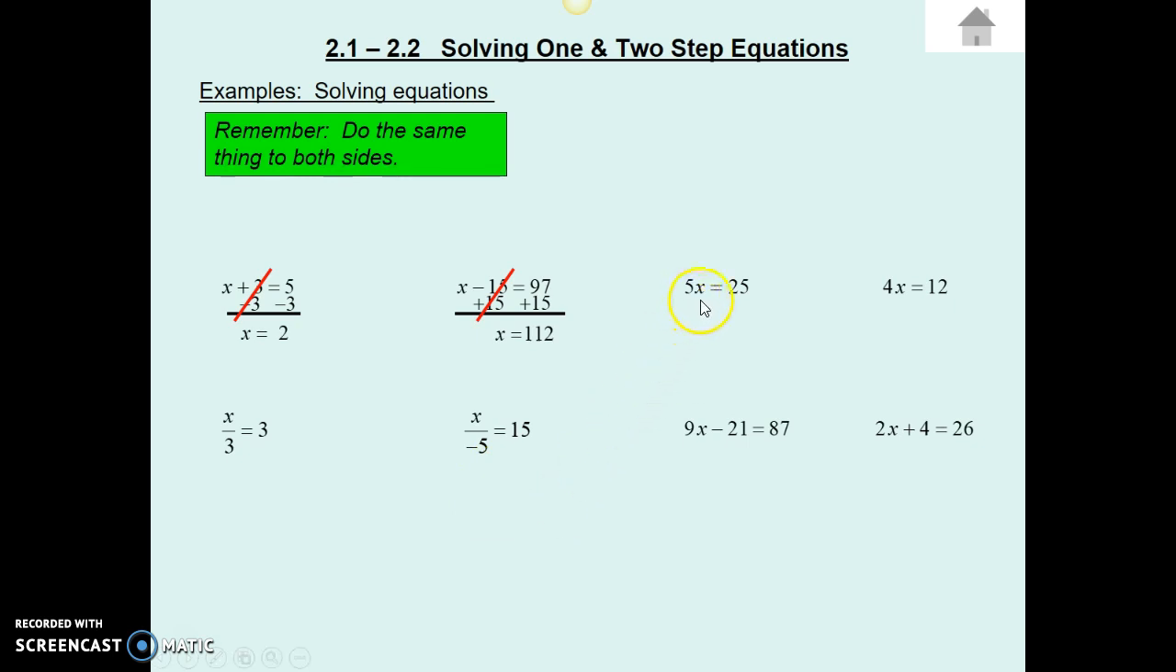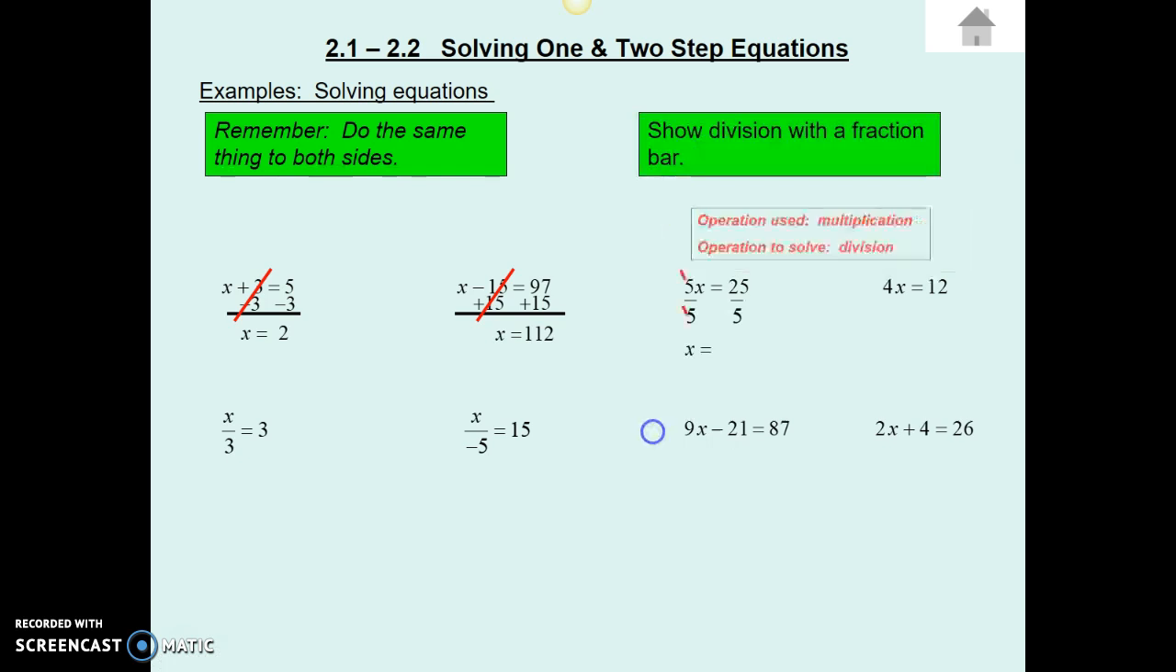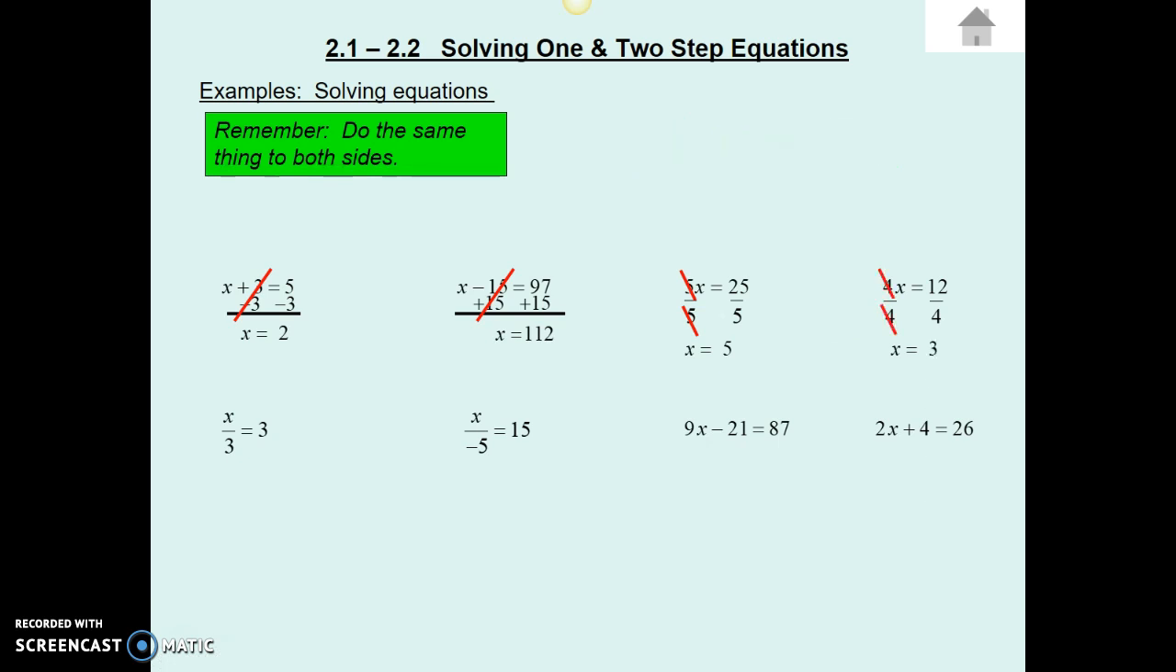In the next problem, 5x represents 5 times x. So in this problem, to perform inverse operations, I'll divide both sides by 5. 25 divided by 5 is 5. I cross out the 5 divided by 5 because that gives me 1x, and 1 times x is x. 25 divided by 5 is in fact 5. Okay, again I see I've got multiplication here, so I'm going to divide by 4. Cross out the 4's because they divide each other out. 12 divided by 4 is 3.